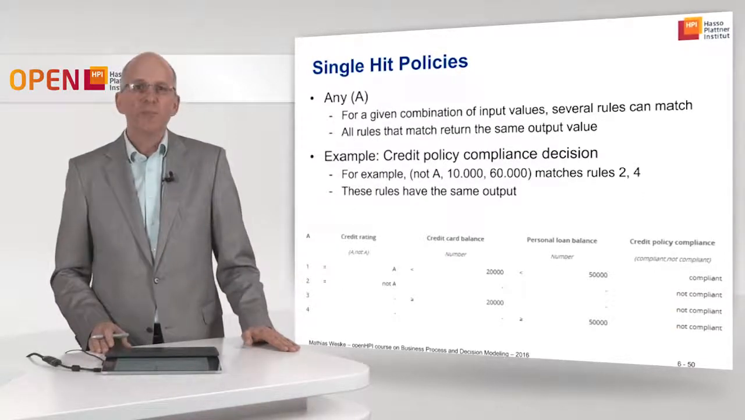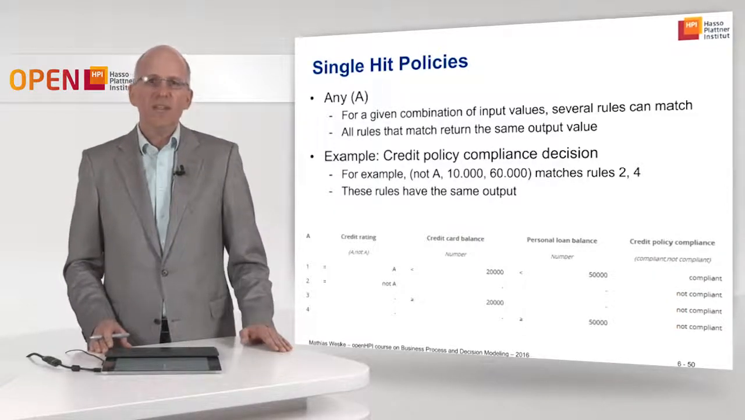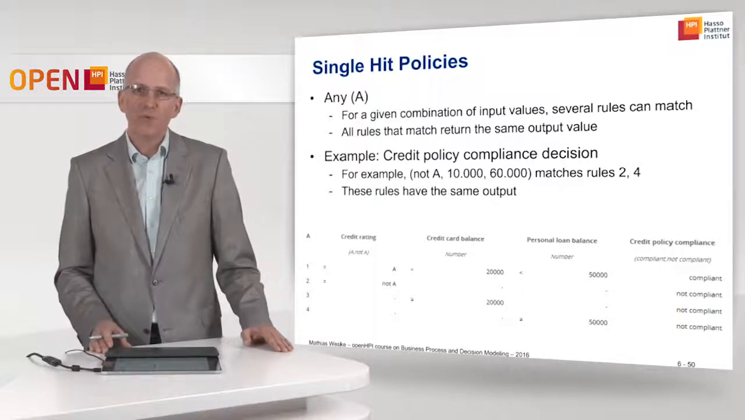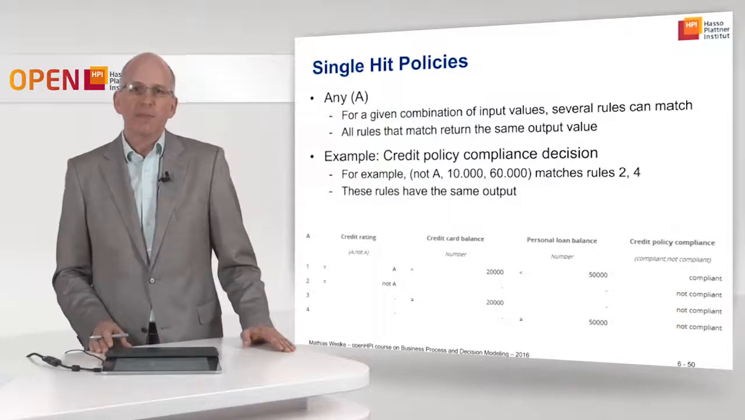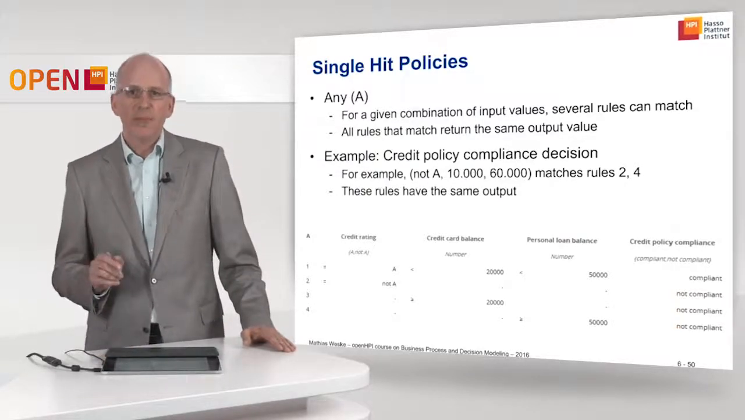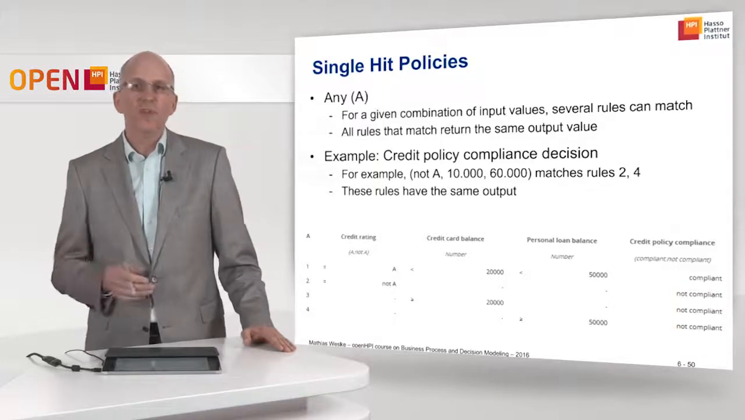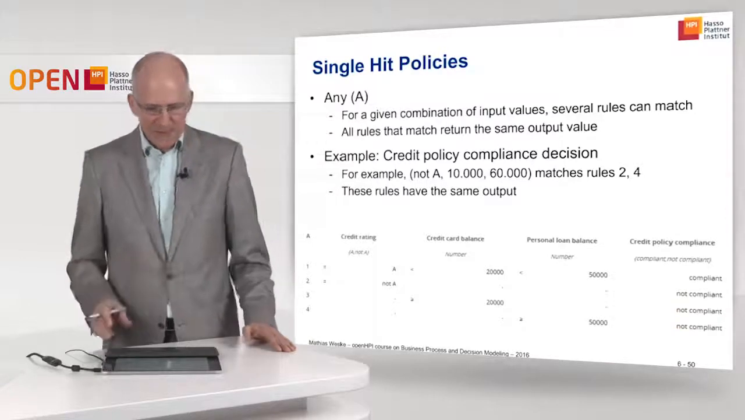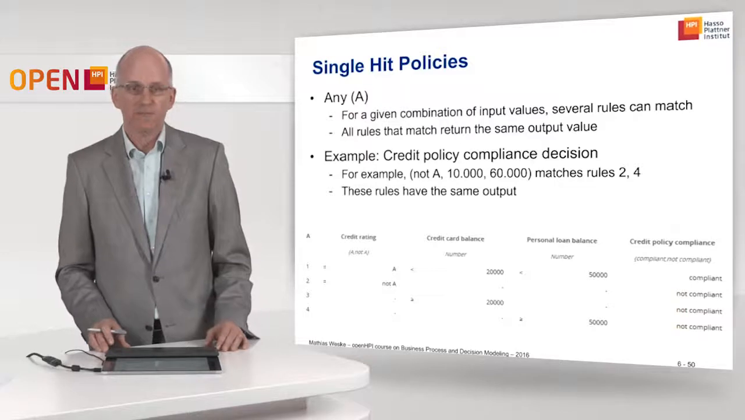The next single hit policy we investigate is the any policy. In the any policy, for any given combination of input values, several rules can match. However, all rules that match must return the same output value, and therefore you can use any matching rule for determining the output. We'll have an example here of a credit policy compliance decision.